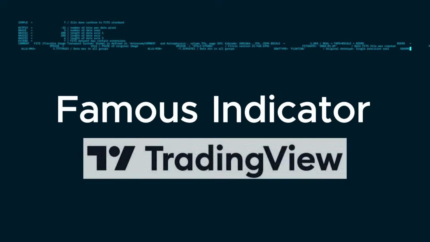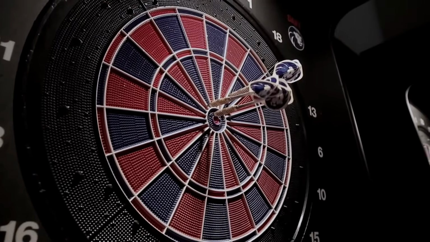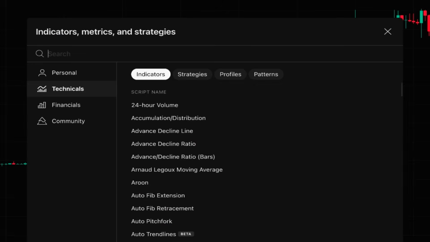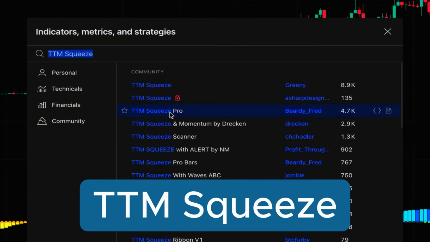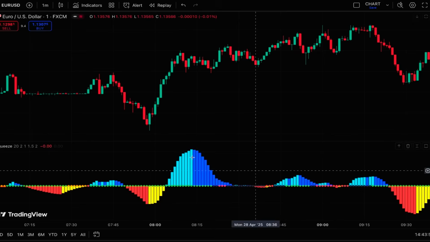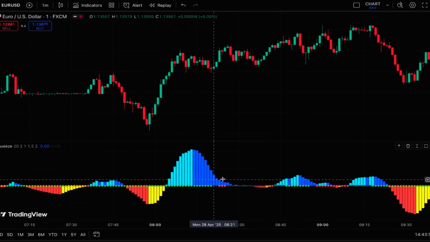In this video, I want to backtest a famous indicator on TradingView to see how much accuracy it has. Here we click on indicators and we search TTM squeeze. We add this one, TTM Squeeze Pro, which is written by Beardy Fred. Alright, this is the indicator, and as you can see, it is added here below the chart.